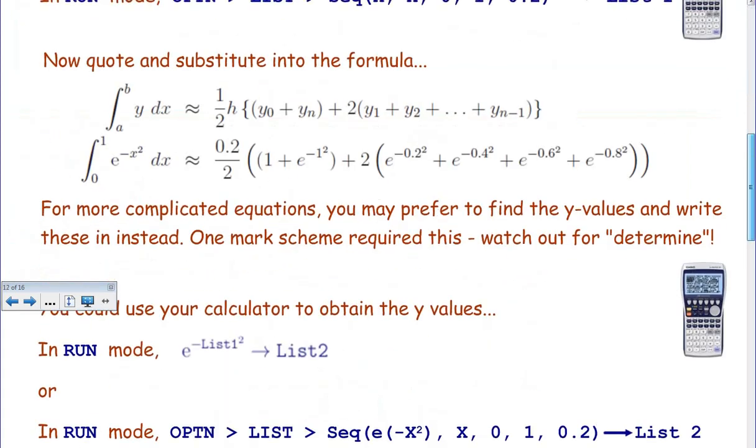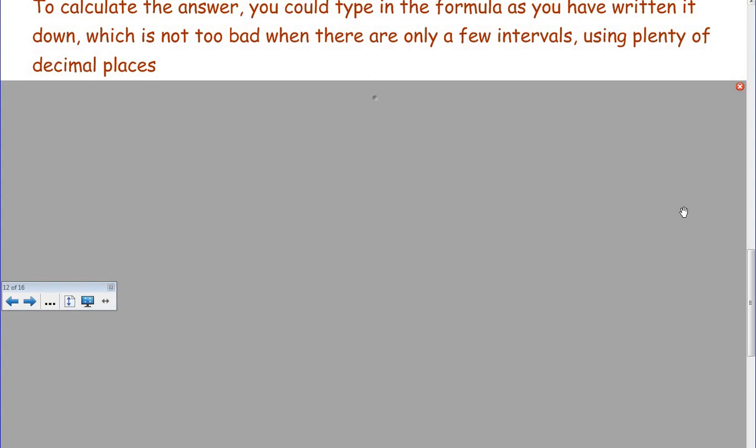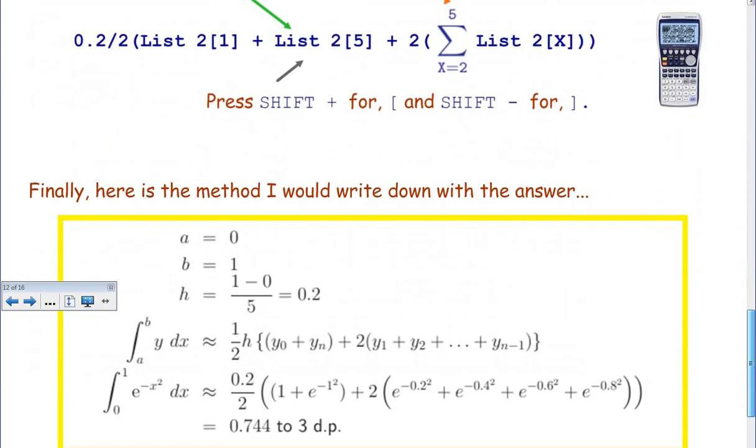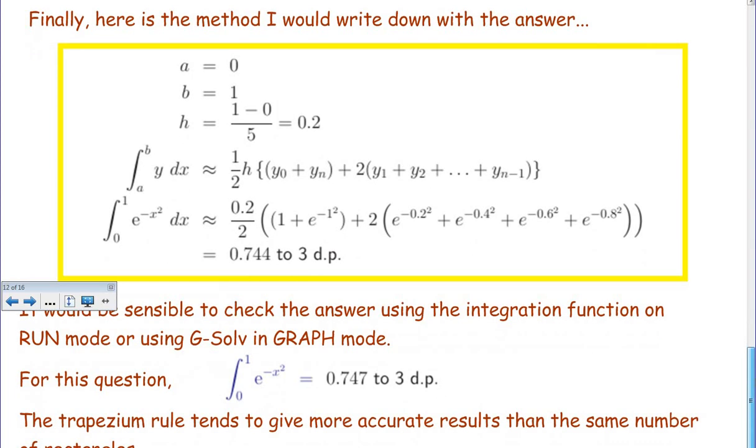Let's have a look where we got up to. So I've written down here what you do on your calculator. Alright, here's our method. So we jotted down the key bits of information that we're going to substitute into our quoted formula. So quoted, substituted, done it all on my calculator, and we've got 0.744. We've checked that we're pretty close, and we are, so that seems sensible.